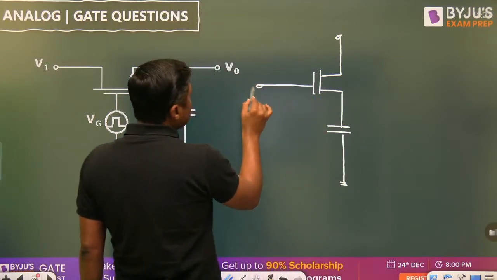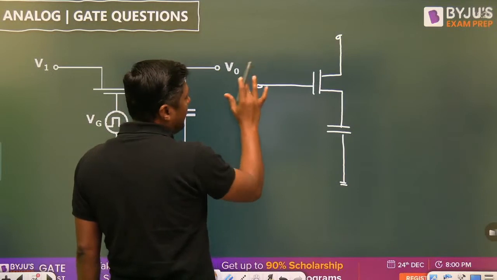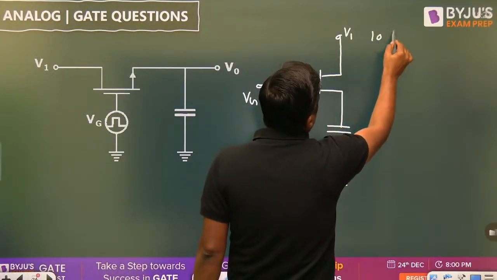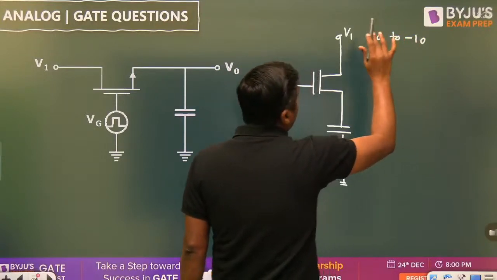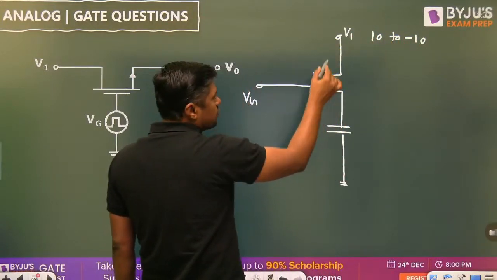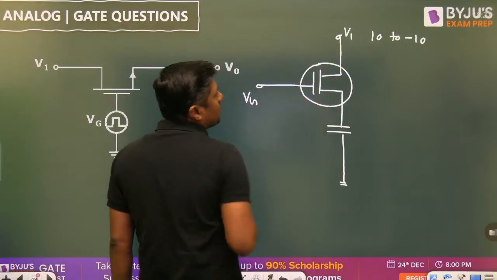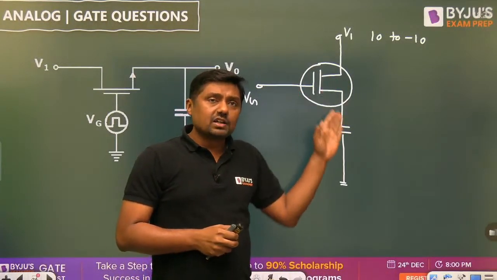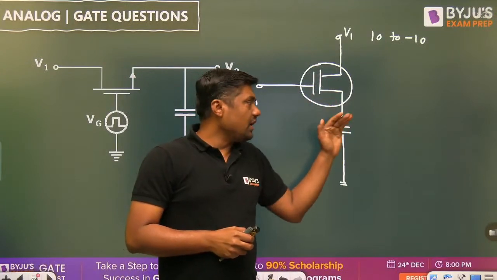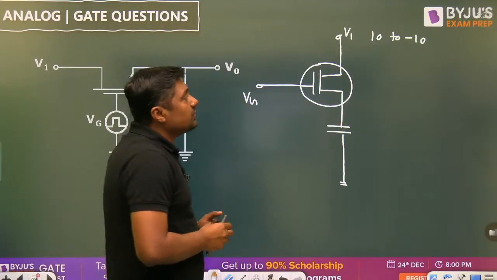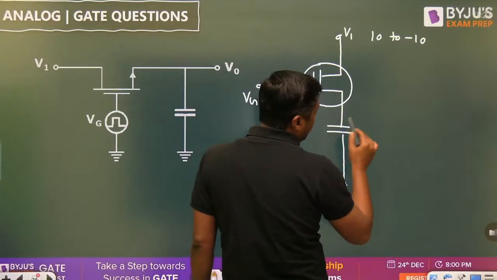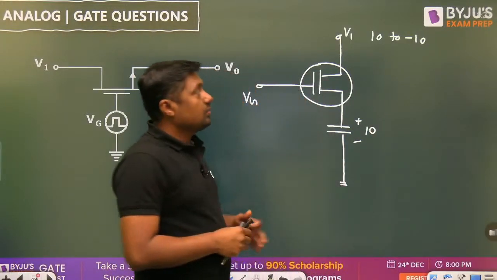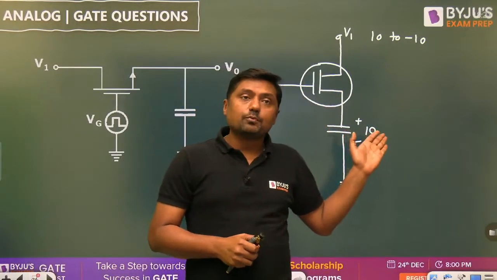Now what is the signal required here? Minimum and maximum signal. This is the V1, 10 to minus 10. Now try to understand. This is the switch. When it is on, it will act as a short circuit, which means the capacitor will charge up to 10 volt. No doubt, it is charged up to 10.